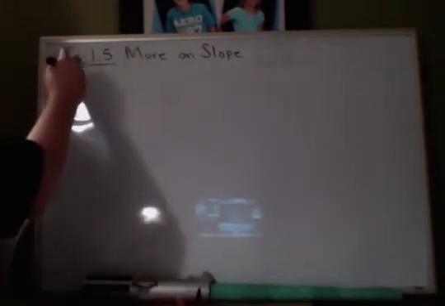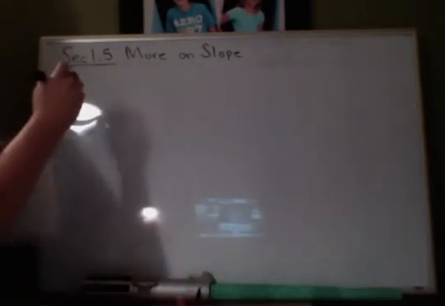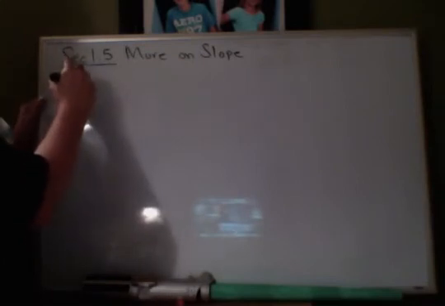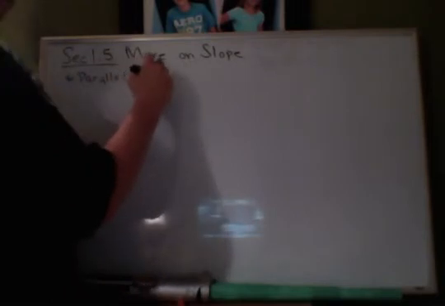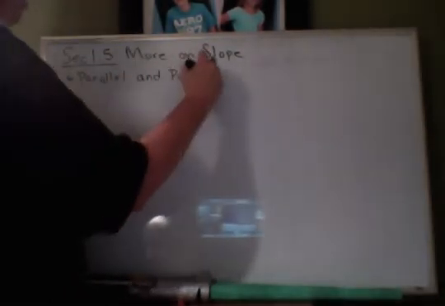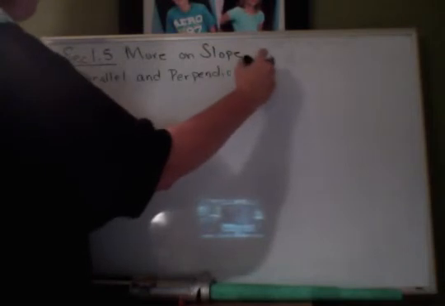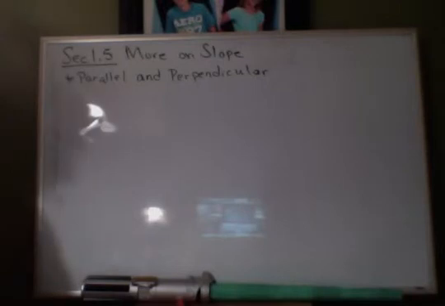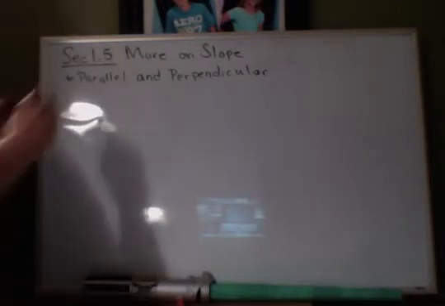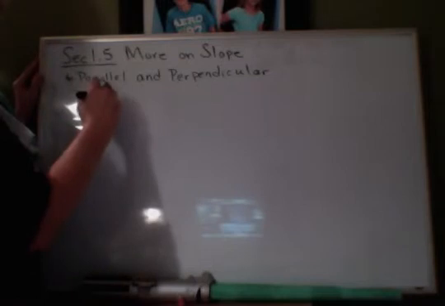Hi guys, today we're going to be talking a little bit more about slope. Section 1.5 in your book is actually called More on Slope, so that's what we're going to talk about. We're going to start today talking about parallel and perpendicular. I think these are topics that you have talked about before. You are probably very aware of it, so we're not going to spend a lot of time on it, but let's define a few things.